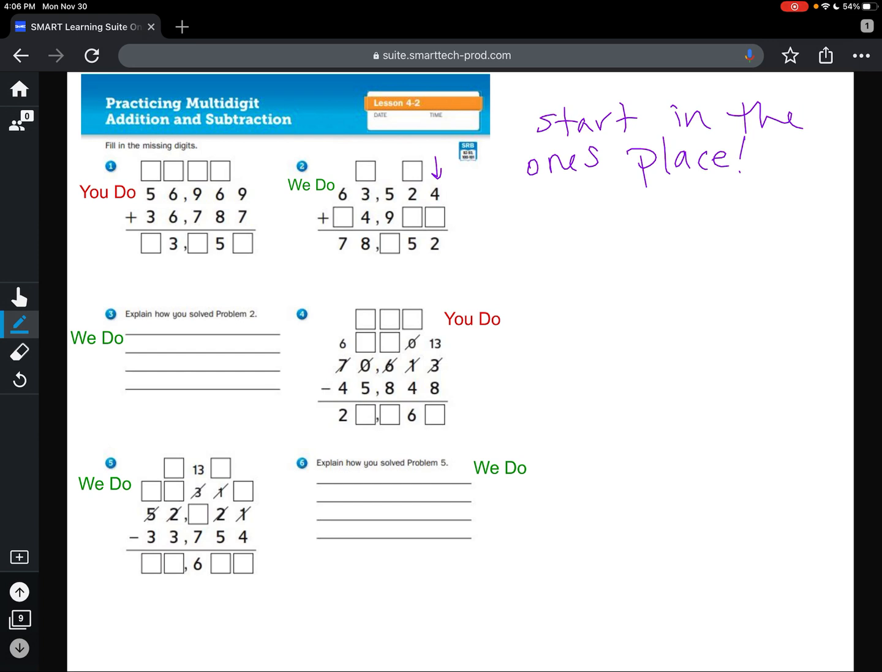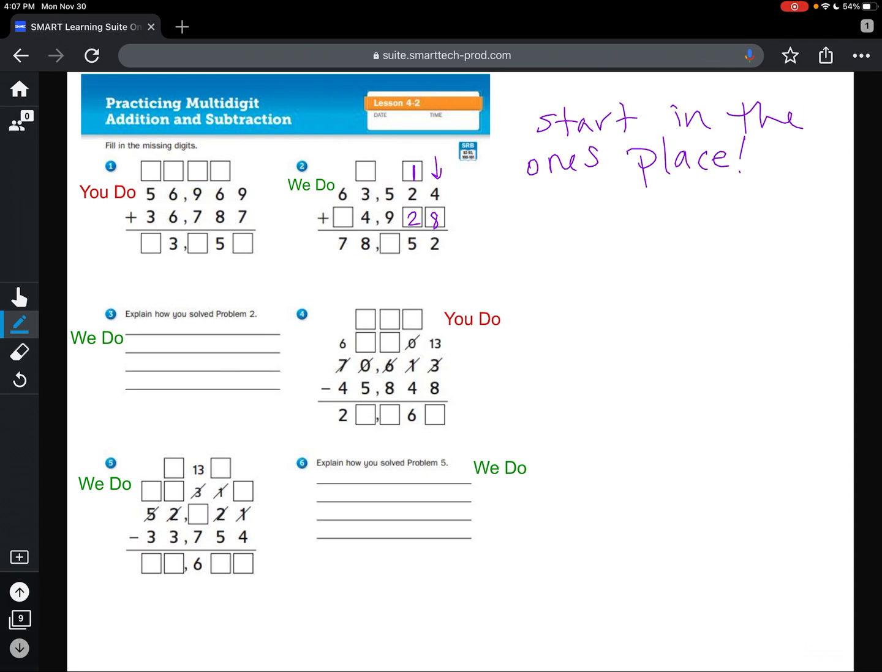Can you think of a number that 4 plus what gives you an outcome with a 2 and a 1 up here? 4 plus what gives you 12? 4 plus 8 gives you 12. Then I have 1 plus 2 plus something gives me 5. 1 plus 2 is 3. 3 plus what gives me 5? 3 plus 2 gives me 5.